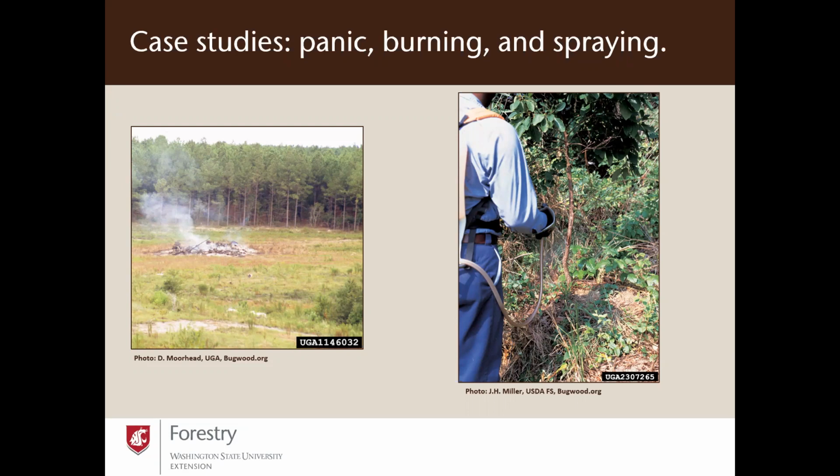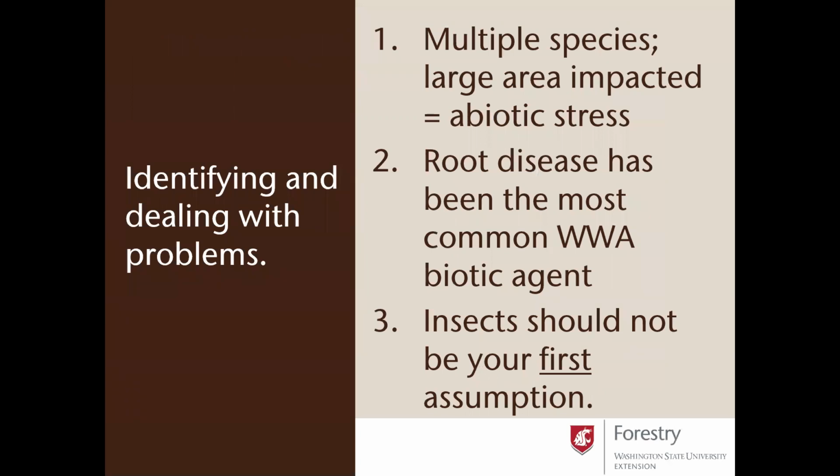Okay, well, we're about done here, so let's wrap things up. Identifying and dealing with problems. Multiple species, large area impacted, that's your abiotic stress, like drought and heat and so forth. It's across a lot of different species because insects and diseases, those are host specific. They only go after certain trees.